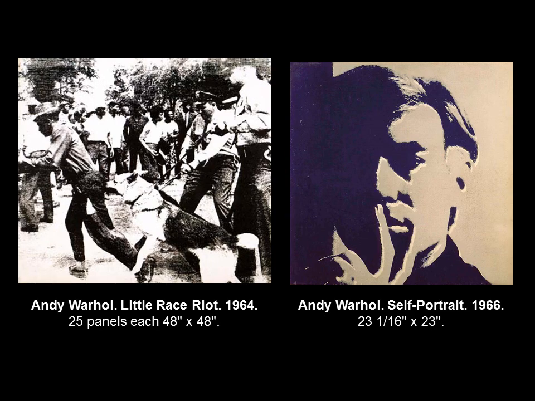In this slide, we have two works by Andy Warhol. On the left is Little Race Riot from 1964, taking an event directly from the newspapers and television, which is your pop art sensibility. But what's different about this work is it draws attention to the social unrest going on in America during the time with the civil rights movement, and the fact that many people overlooked a lot of things.